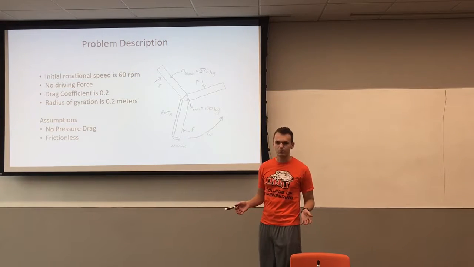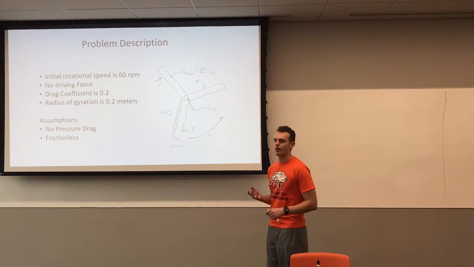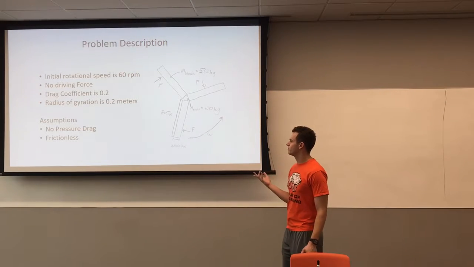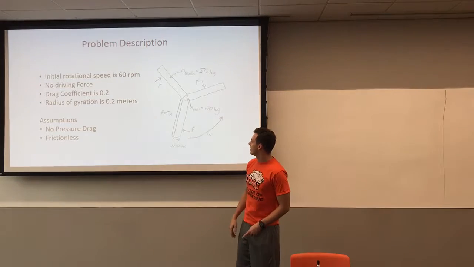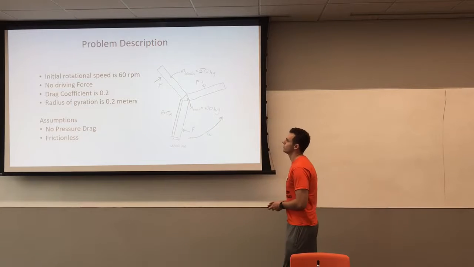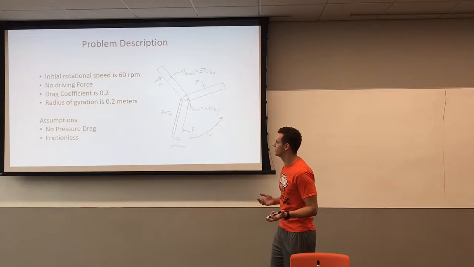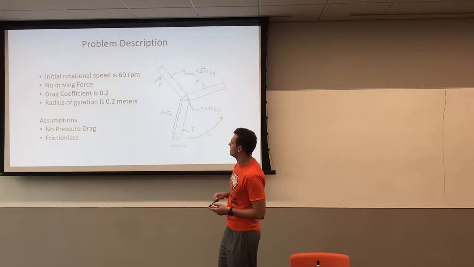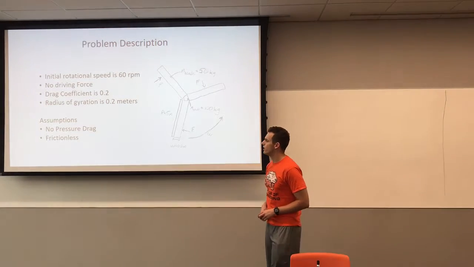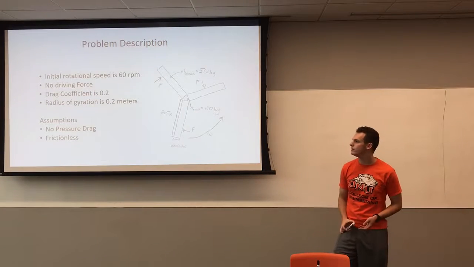Because the motor has been disengaged from the rotor, there's not going to be any driving force behind the rotor, so the motion will be slowing down. The drag force acting, which is shown here by the forces drawn, is going to be slowing the rotor down, as I said before. The coefficient of drag for the drag force is going to be 0.2. The radius of gyration for the shaft in the middle of the rotor is 0.2 meters.